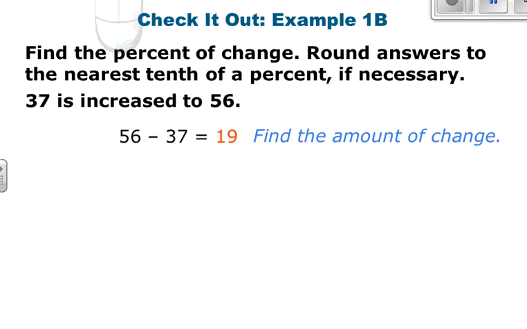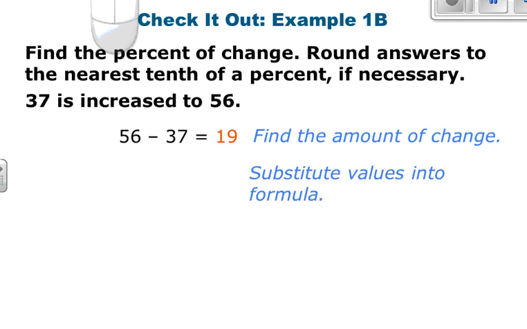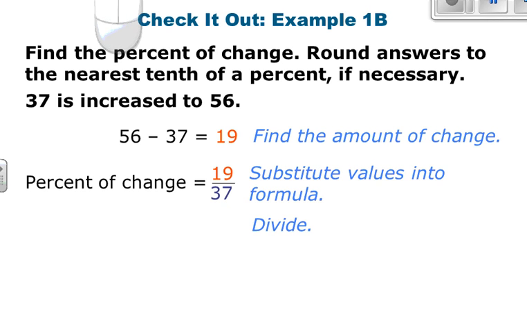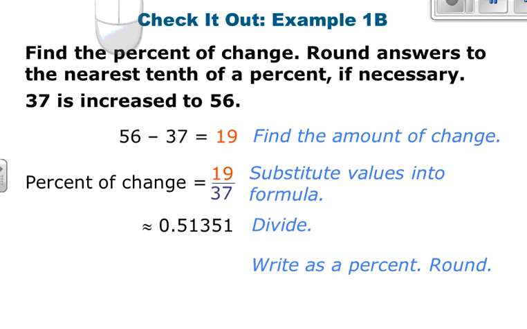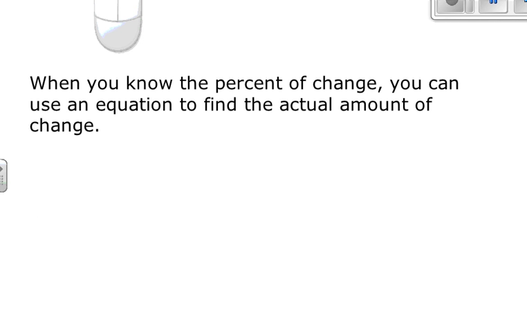Place the original number on bottom, so 19 over 37. If you notice, if you put 56, you put the wrong value. We started with 37. So 19 over 37 gives me the decimal of 0.514. When I round that, it is 51.4%. When you know the percent of change, you can use the equation to find the actual amount of change.